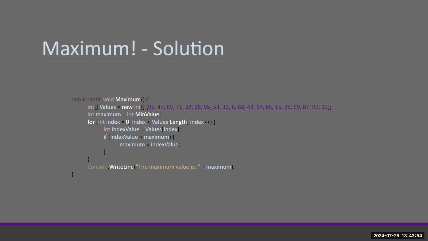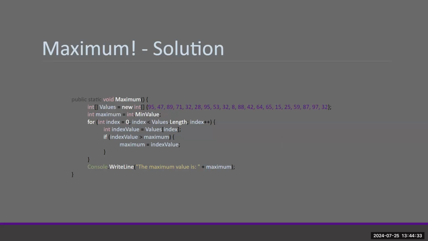But anyways, I did a for loop, and I will get each different value using array indexing, which is taking the variable values, putting square brackets, and then putting a number in the square brackets to specify which value I want. So if I did values square brackets 0, I would get the very first item, which is 95. If I did 1 in those square brackets, I would get 47, and so on.